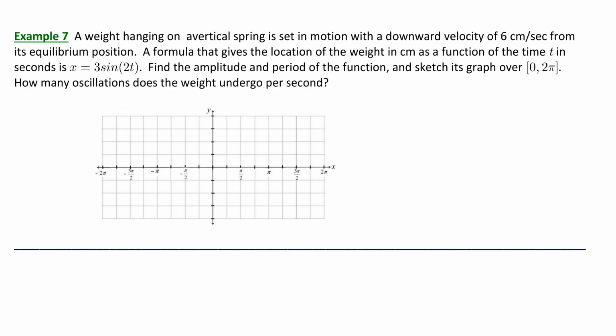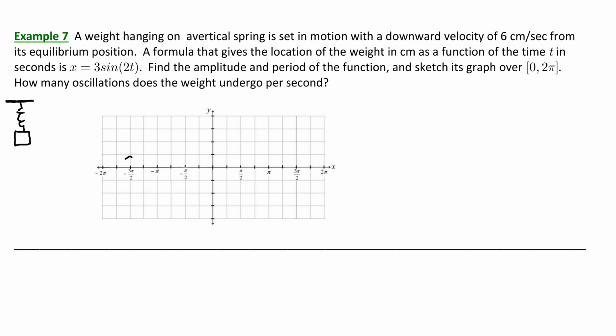in differential equations. Example 7 says a weight hanging on a vertical spring is set in motion with a downward velocity of 6 centimeters per second from its equilibrium position. So imagine having some sort of rigid support, and you attach a spring to that support, and on the end of that spring you hang a mass.